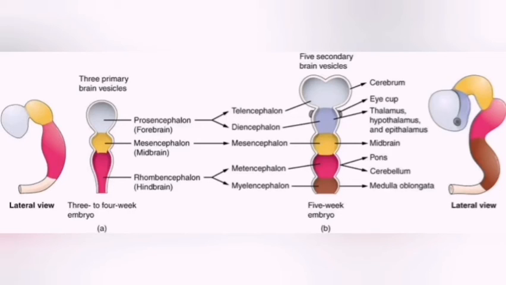And the third one is the rhombencephalon, which gives rise to the metencephalon that becomes the pons and the cerebellum. And the last one is the myelencephalon, which gives rise to the medulla.